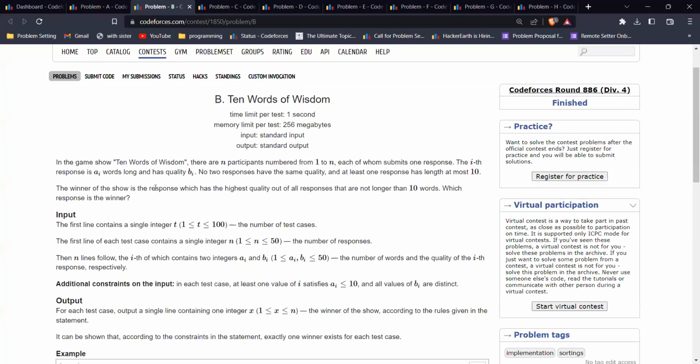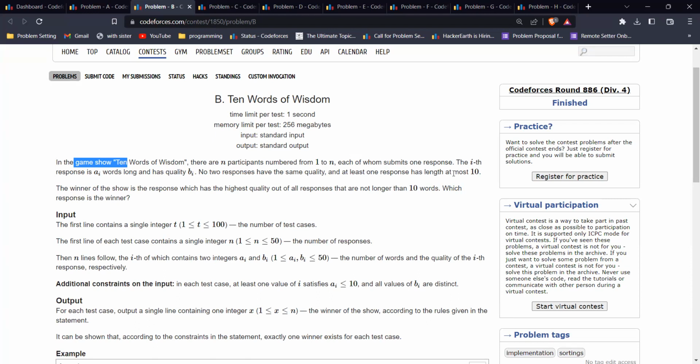In this problem, we are given the game show 10 words of wisdom. Let me know in case you find that my voice is too low or breaking, or you're not able to understand what I'm trying to say. Okay? So in the game show 10 words of wisdom, there are n participants numbered from 1 to n, each of whom submits one response. The ith response is A_i words long and has a quality of B_i. No two responses have the same quality, and at least one response has length at most 10.